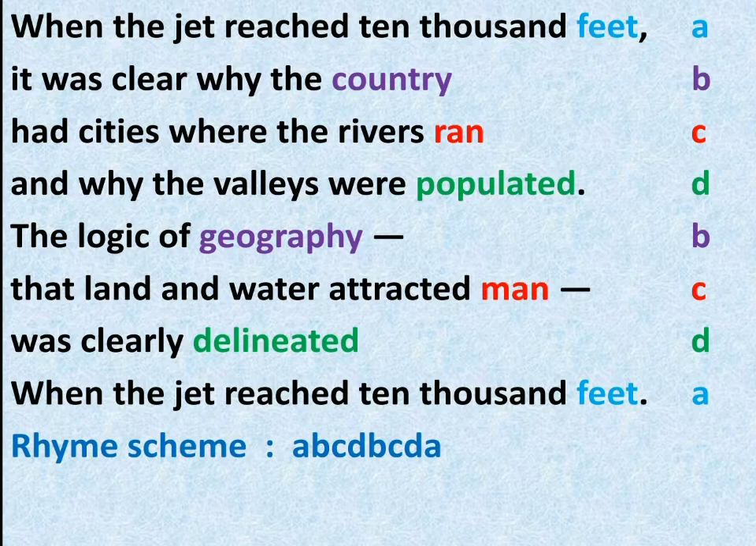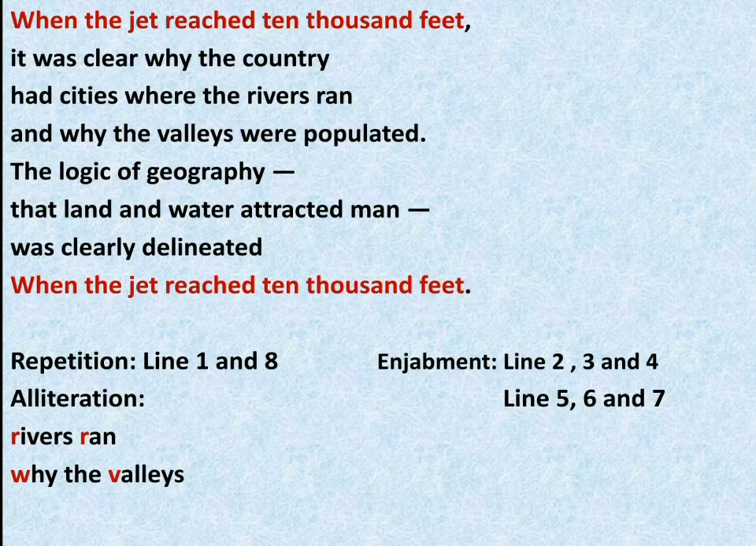So for ran we have given C. So man also will give C, as both are rhyming. Then delineated. So this is going with populated, so we'll give D. So feet already we have given A. So now the rhyme scheme of this particular stanza is A, B, C, D, B, C, D, A. Right, children? Now we'll see the other poetic devices of this particular stanza.